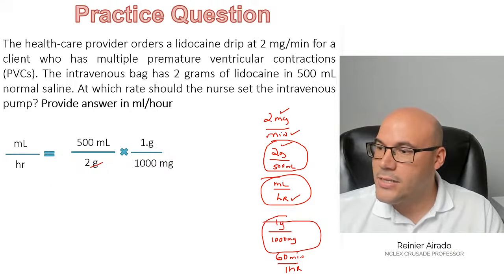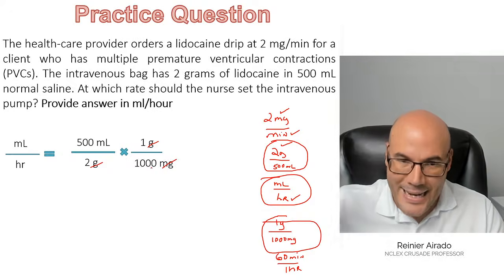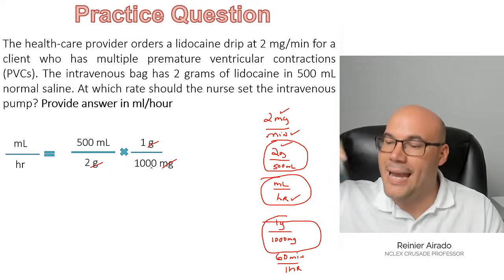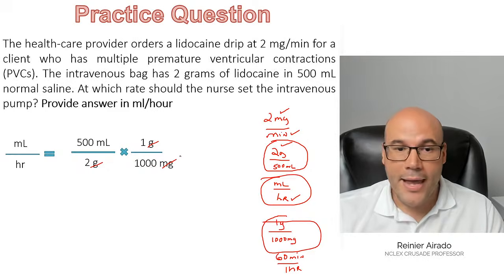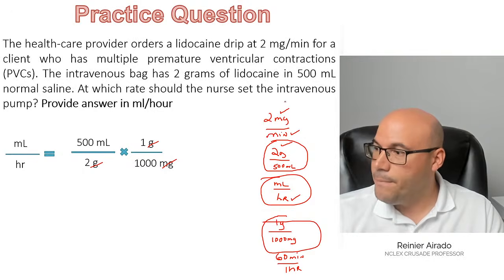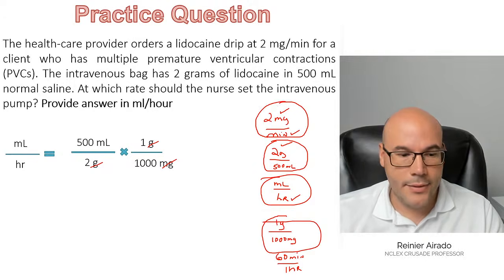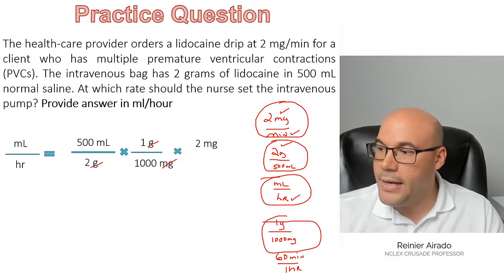Now I need to cancel milligrams. How do I do that? I need to have milligrams in the numerator of my next fraction. Do I have any fraction that has milligrams in the numerator? Yes. 2 milligrams over minute. So I'm going to put 2 milligrams over 1 minute. Now I am able to cancel milligrams.